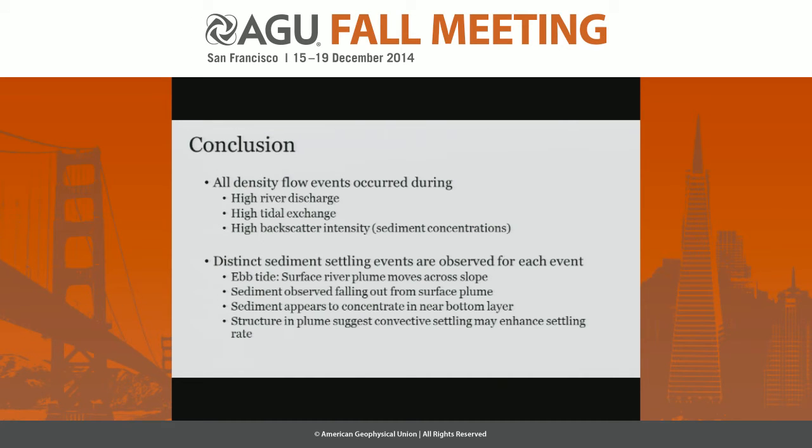So in conclusion, all of these density flow events occur during high river discharge, high tidal exchange, and high backscatter intensity, so inferred high sediment concentrations. Distinct sediment settling events are observed for each of these events. These occur during the ebb tide when the surface river plume moves across the delta slope. Sediments are observed falling out from the surface plume, and they seem to concentrate in the near bottom layer. And the structure in the plume suggests convective settling may enhance the settling rate and help build the concentration.